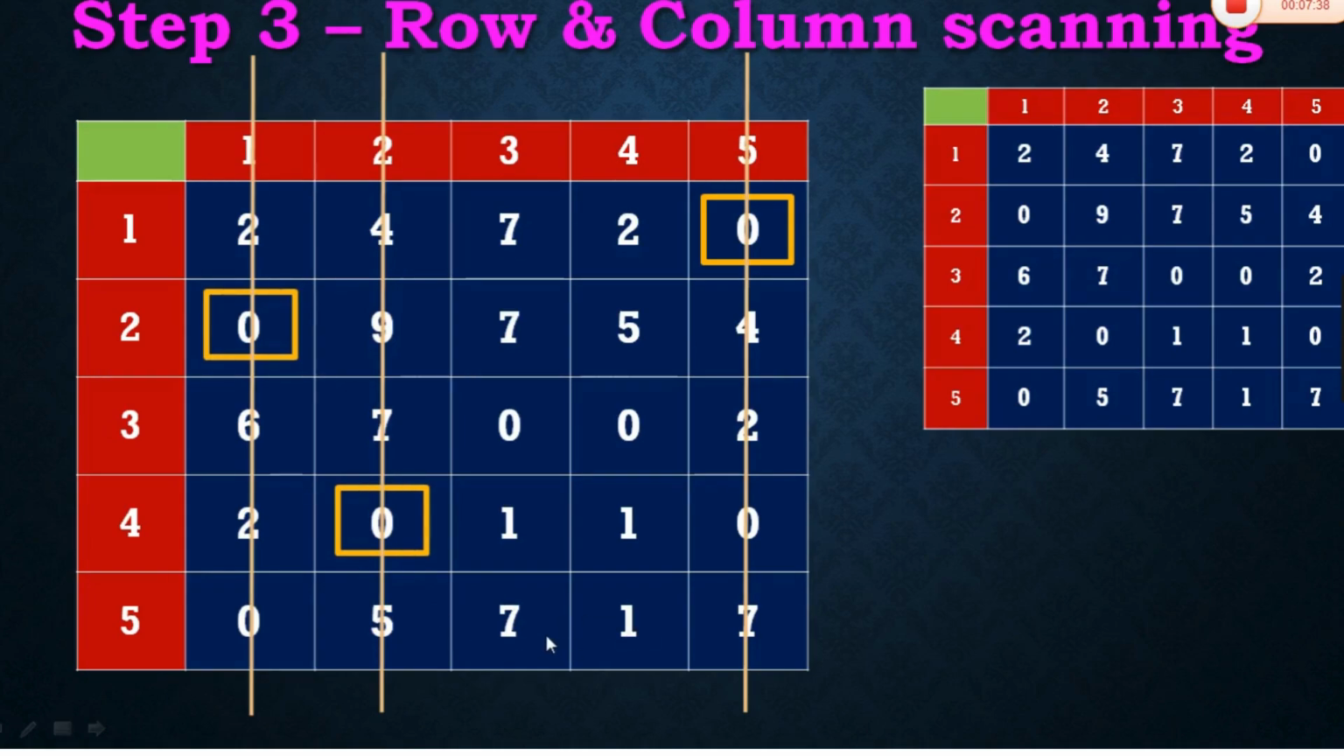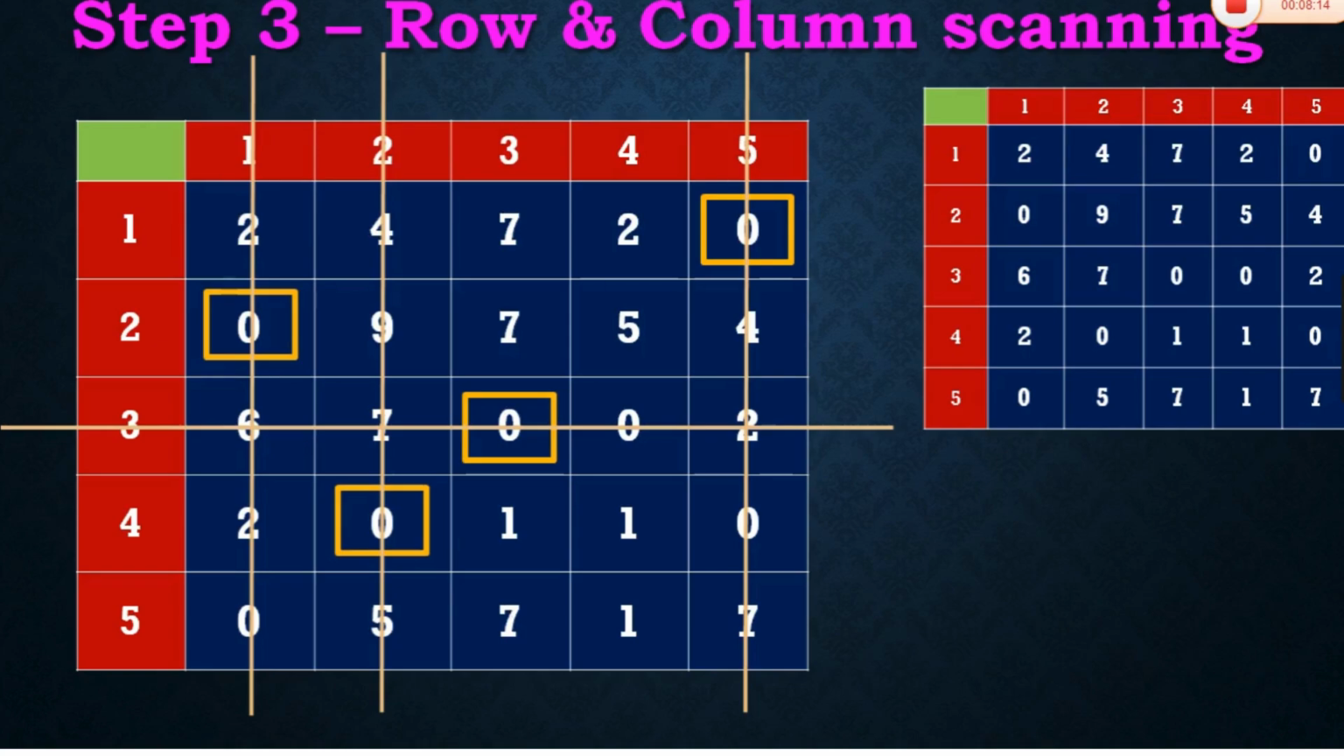Now we have to go for column scanning. In column scanning, the first two columns' scanning is completed. Now we have to check the third column. In the third column, only 1 zero is available. So we have to square mark it and pass a horizontal line through this 0. Now row and column scanning is completed.